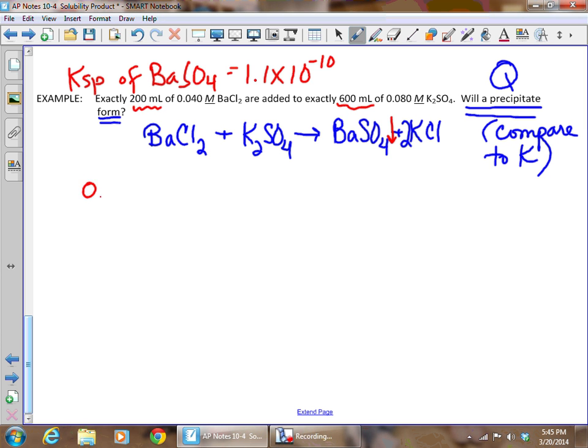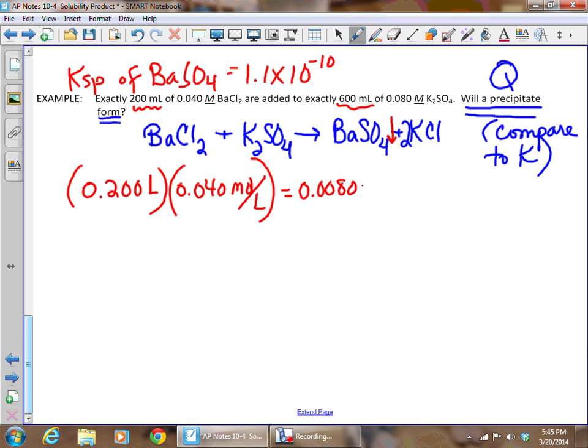So if we've got 0.200 liters, and we've got a 0.040 moles per liter solution of our barium, we end up with 0.0080 moles of the barium ion. We're going to divide that by 0.8 liters total to get 0.010 molar barium ion.